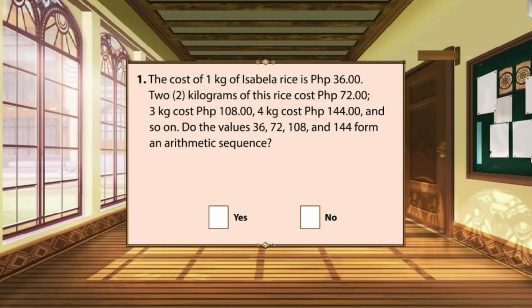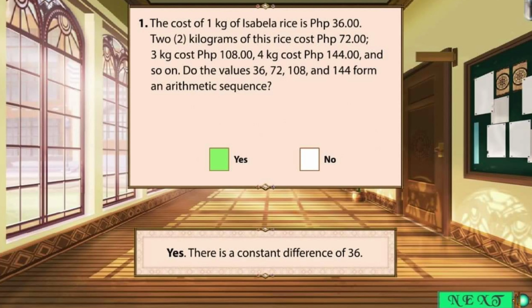So do 36, 72, 108 and 144 form an arithmetic sequence? Yes or no? Do they have the common difference? If yes, what is the common difference? The answer is yes. And the common difference is 36. Let's see. 36 plus 36 equals 72. Plus 36 equals 108. Plus 36 equals 144.